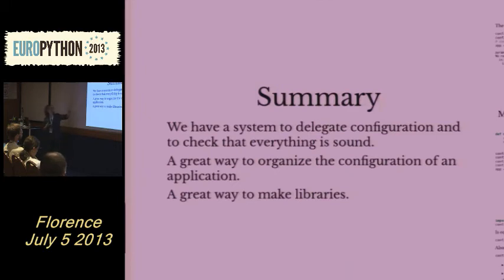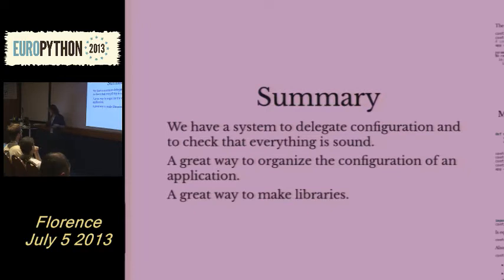So to summarize this first part, I have a system to delegate configuration and to check that everything is sound, that there are no conflicts, and I didn't make a mistake while configuring. It's a great way to organize configuration of an application because I can put parts of the app in different modules and import it all in the end. And it's also a great way to make libraries because actually there's not much difference between a modular Pyramid application and a library. It's just that the library is extracted from the application and has a name and documentation, but it's the same techniques.